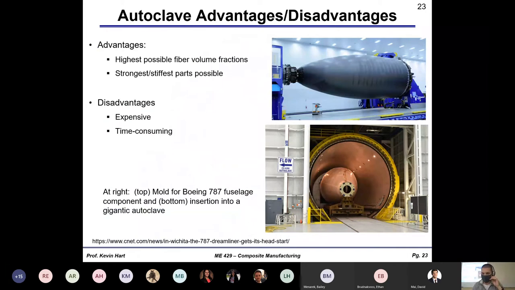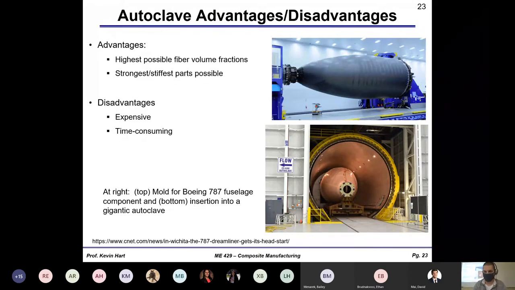Autoclave advantages and disadvantages. When we were talking about autoclaving, we said that the advantage here was because it's got this big pressure cooker, you can more or less give the highest fiber volume fractions possible. And we'll talk about this a little bit later when we talk about the mechanics portion, but the more fibers that you can pack into your composite, the more load carrying capability that composite's going to have, and the better it will be. The more pressure you can provide during the manufacturing process, the better fiber volume fraction you're going to get. So generally, the more pressure that you can apply, a higher fiber volume fraction, the stronger, the stiffer the material. So that's good.